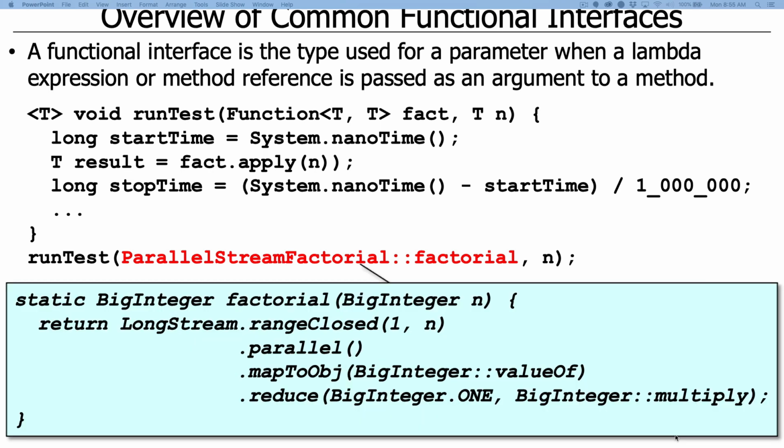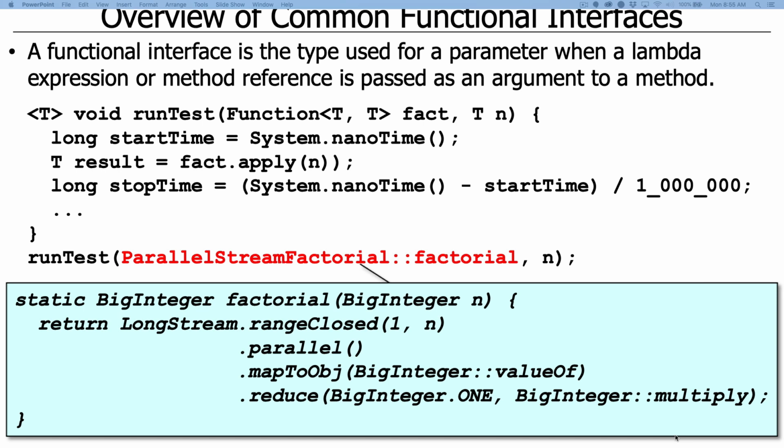Just for kicks, let's take a look at what the parallel stream factorial looks like. We'll cover this in more detail. This is kind of a teaser for what we'll do later in the course, but this just gives you a sense of the basic idea. So what happens here is we have a factorial method that's static, so it's defined as part of some enclosing class. And as you can see, it takes a big integer n, and it returns a big integer.